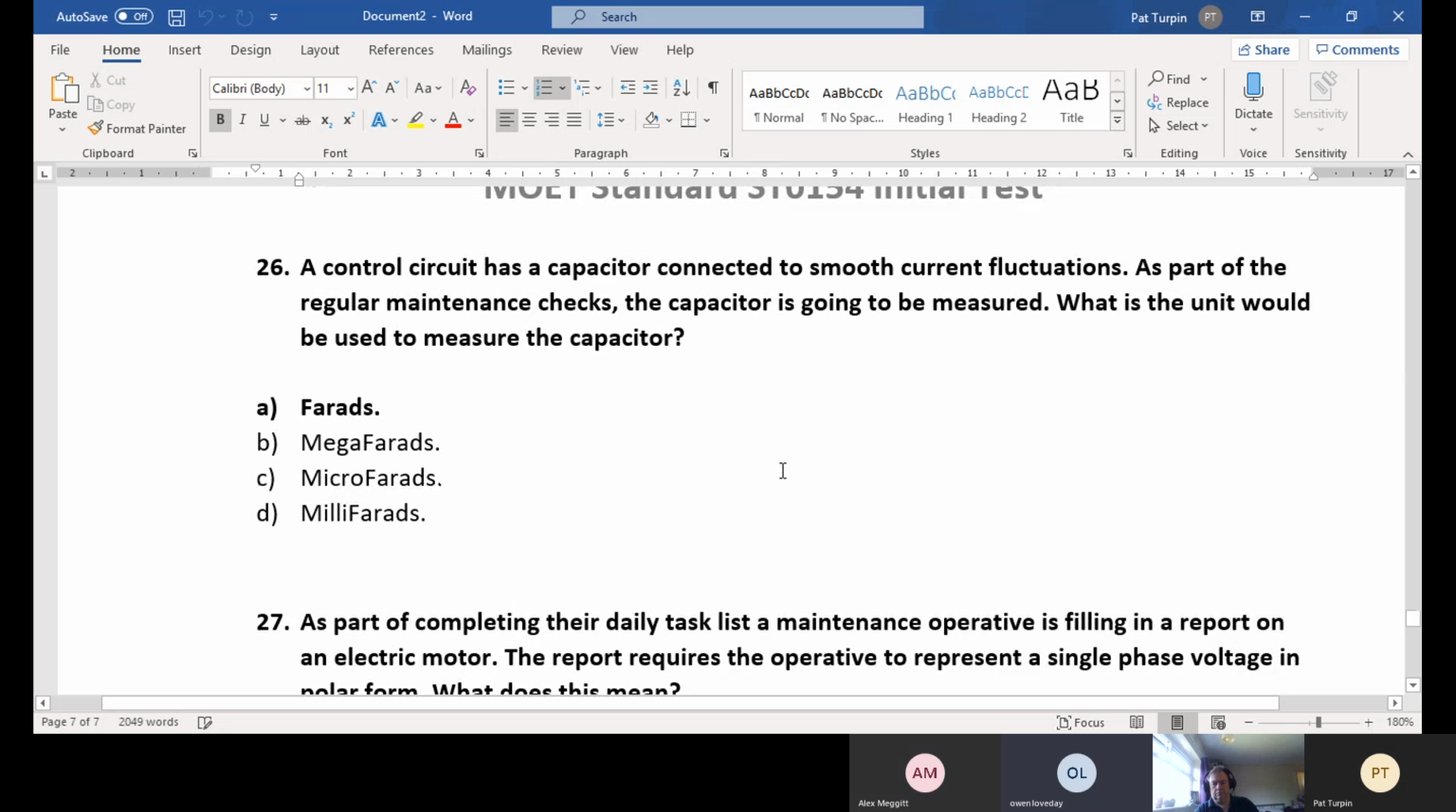Again, a circuit has a capacitor connected to smooth current fluctuations. Part of the maintenance checks, it's going to be measured. What unit would be used to measure? It's in farads.